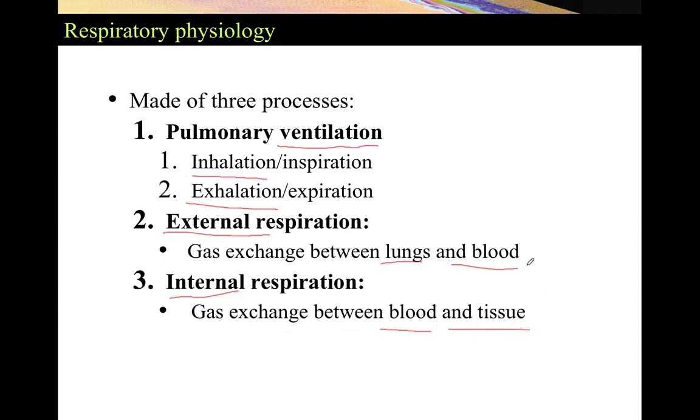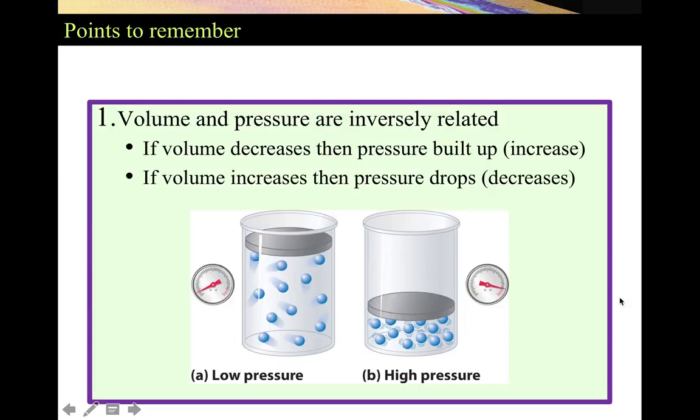So if you want to associate these with your circulation, the first one, your external respiration, is related to pulmonary circulation, and your internal respiration is associated with systemic circulation. So let's go ahead and look at some of the key concepts that you need to understand for the process of inspiration, inhalation and expiration to make sense.